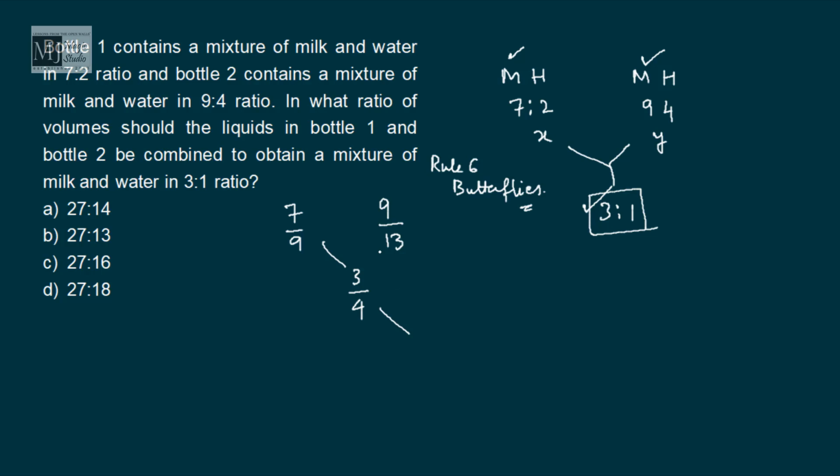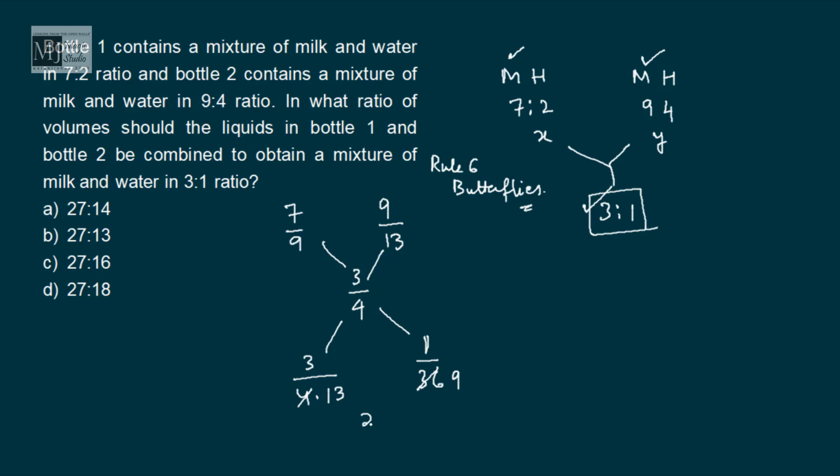Now we can use butterflies, and whatever ratio we get would be the ratio in which these two liquids should be mixed. 28 minus 27 is 1, 1 by 36. Then 36 minus 39 is 3, 3 by 4 into 13.